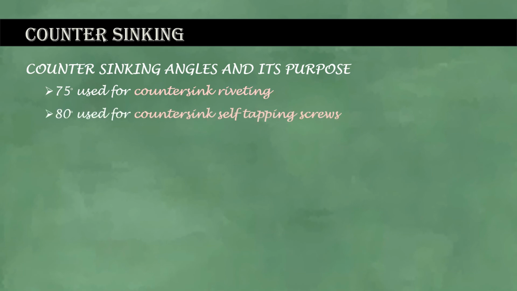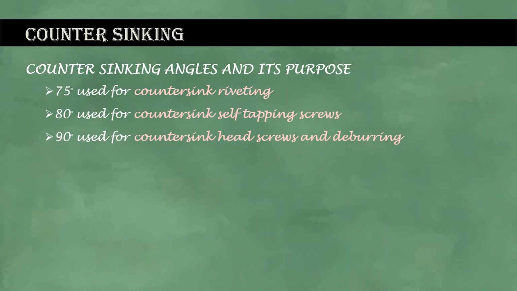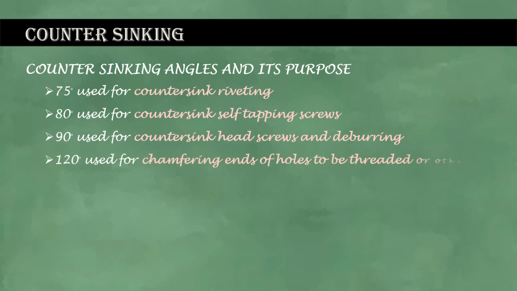Countersinking angles and its purpose. 75° used for countersink riveting. 80° used for countersink self-tapping screws. 90° used for countersink head screws and deburring. 120° used for chamfering ends of holes to be threaded or other machining processes.